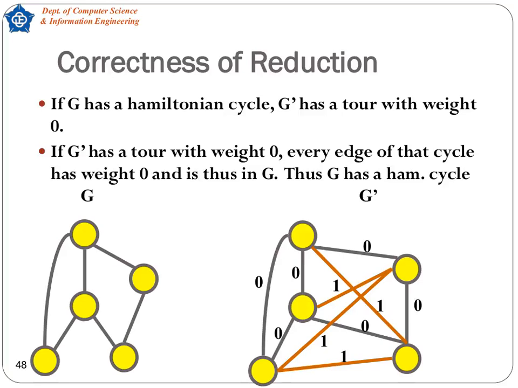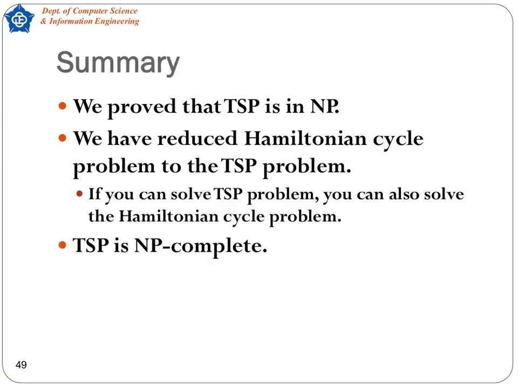With both directions established, we've shown our reduction is correct. So, in summary, we began by showing that the traveling salesman problem lies in NP. Then we built a polynomial time reduction from the Hamiltonian cycle problem to TSP, meaning any algorithm that solves TSP can also decide Hamiltonian cycles. Putting those two results together, we conclude that TSP is NP-complete.